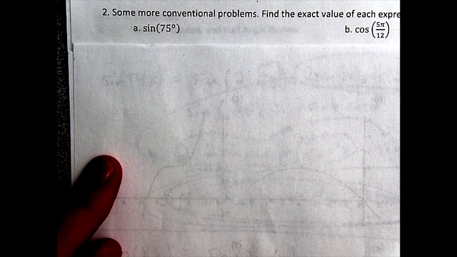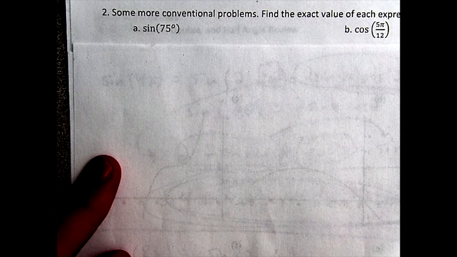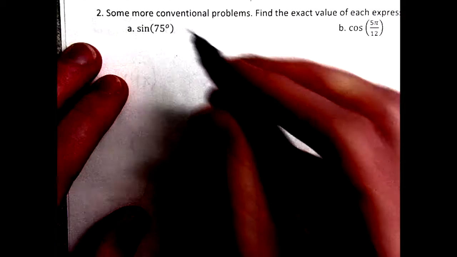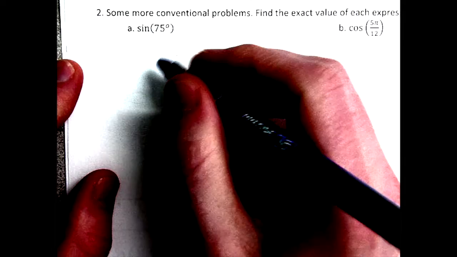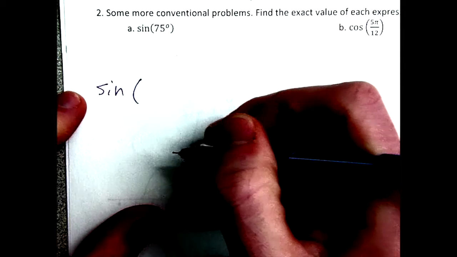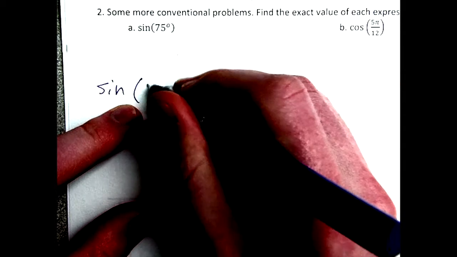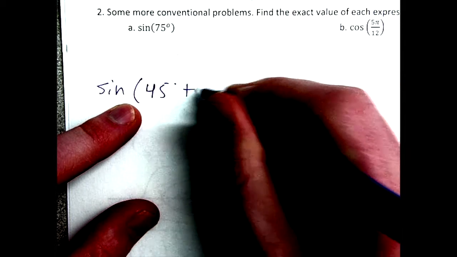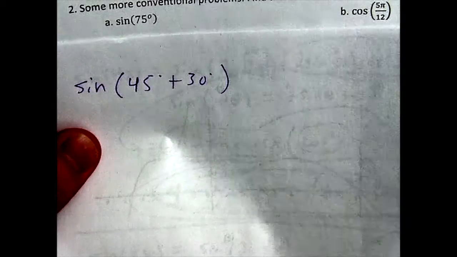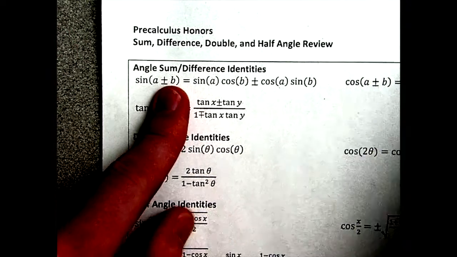So we've got sine of 75 degrees. Well, 75 degrees is not on the unit circle, but certainly it can be written as the sum of two angles which are on the unit circle. We can write that as 45 degrees plus 30 degrees. And then we can use the sine angle sum formula for this one. So your A is 45 and B is 30. So you would then apply the formula.